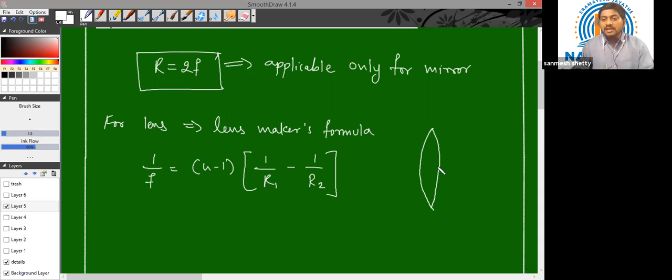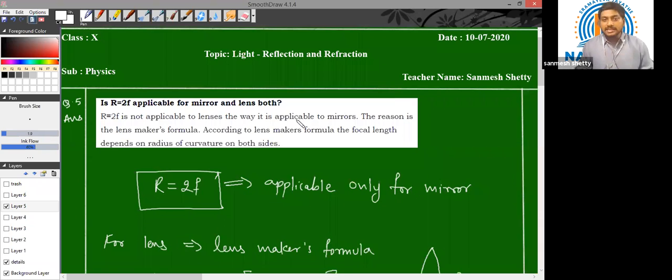In case of a lens, we have two spherical surfaces, surface 1 and surface 2, right? So both will have their own radius of curvature. So in case of a lens, the focal length depends upon both the radii of curvature, whereas for a mirror, we have only one spherical surface. That is the main reason why R equal to 2f is applicable only for mirrors, not for lenses. I hope the point is clear, children.